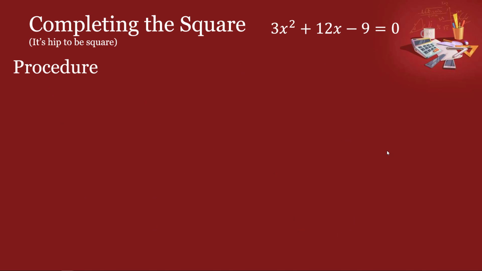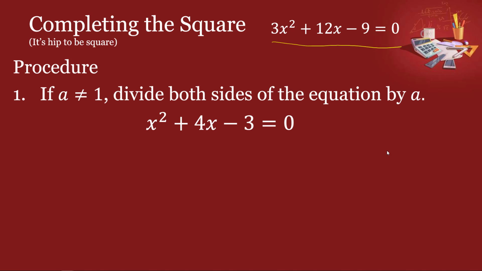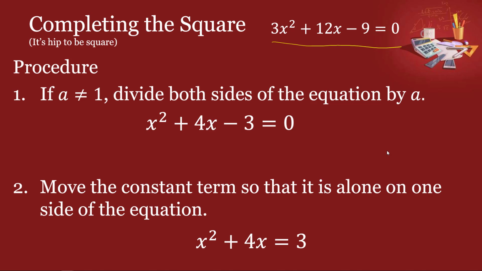Okay, so how does this work? Well, let's try this with an example. We're going to use this as an example. Our first step is to divide everything by a. In this case, a is 3, so we divide everything by 3, and that gives us x squared plus 4x minus 3 is equal to 0. Next, we move the constant term over to the other side by adding 3 to both sides, and that gives us x squared plus 4x is equal to 3.